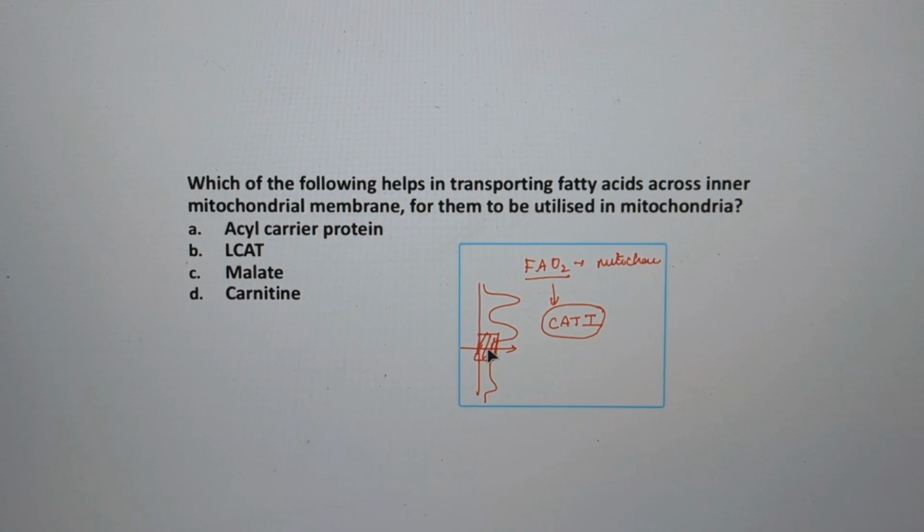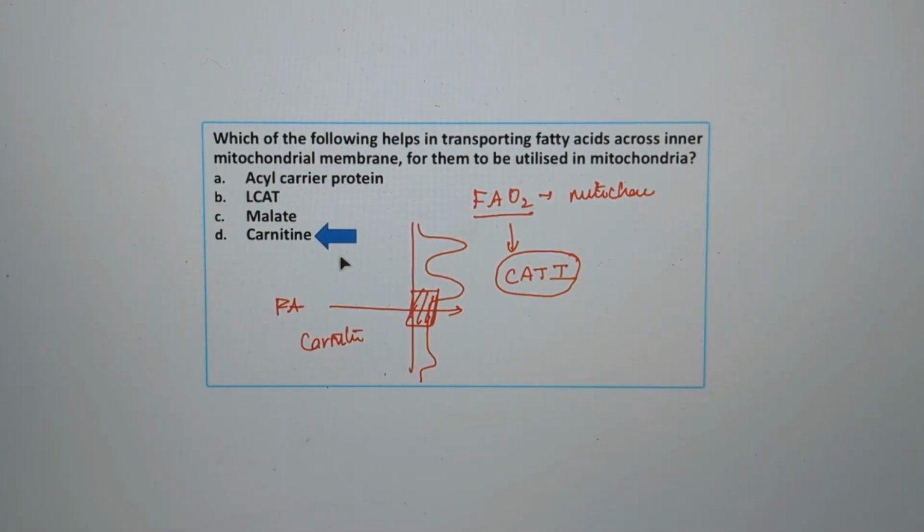Carnitine acts as the carrier, shuttling fatty acids into mitochondria. The rate-limiting enzyme is carnitine acyltransferase 1. Therefore, option D, carnitine, is the correct answer.